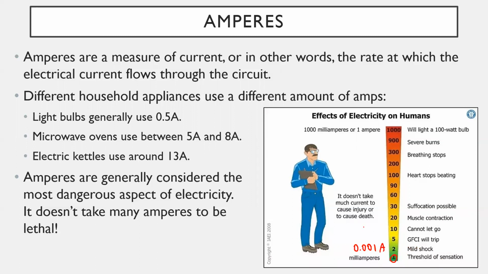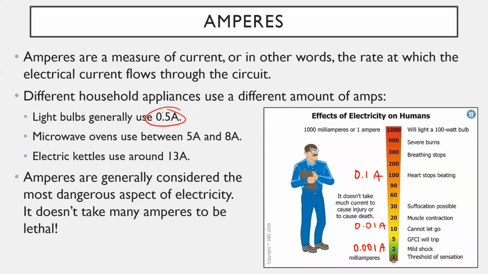If you had 10 milliamps, or in other words, 0.01 amps, so 1/100th of an amp, you wouldn't be able to let go of that thing, right? It would be shocking you so much that your muscles wouldn't be able to overcome it. At 20 milliamps, you get muscle contraction. Suffocation starts becoming possible if you're hit with 30 milliamps, that's 0.03 amps. And your heart would actually stop beating at 100 milliamps. Now, 100 milliamps is only 0.1 amps.